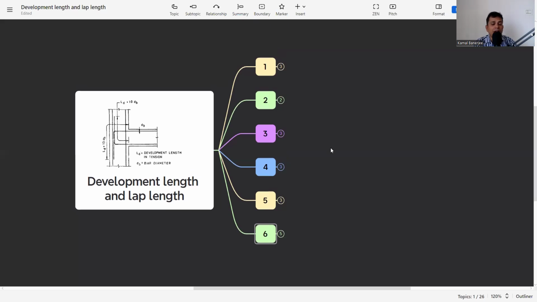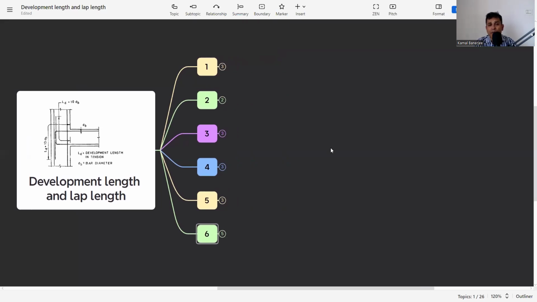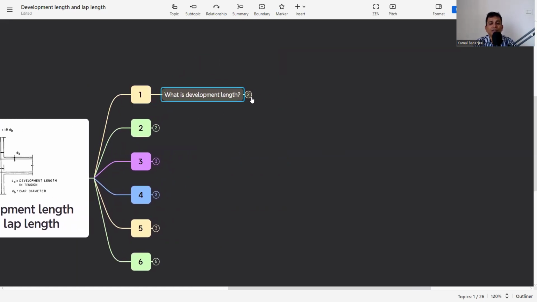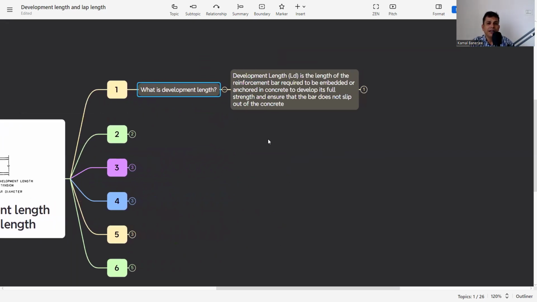So without wasting our time, let's jump into the subject: development length and lap length. First, we need to know what is development length. That is, what is the definition of development length? Development length, LD, is the length of the reinforcement bar required to be embedded or anchored in concrete to develop its full strength and ensure that the bar does not slip out of the concrete.